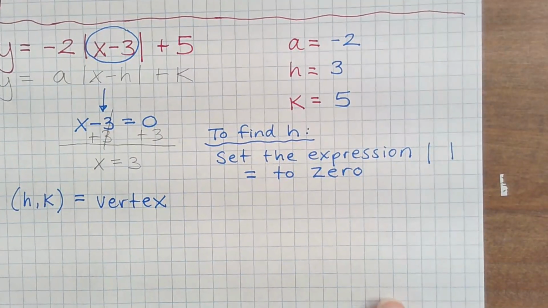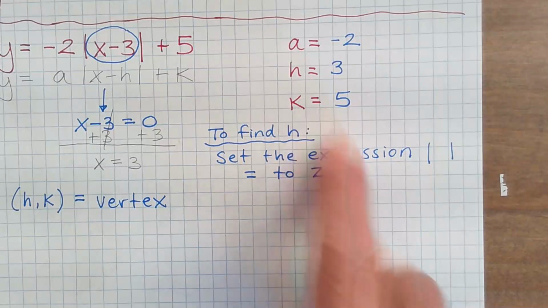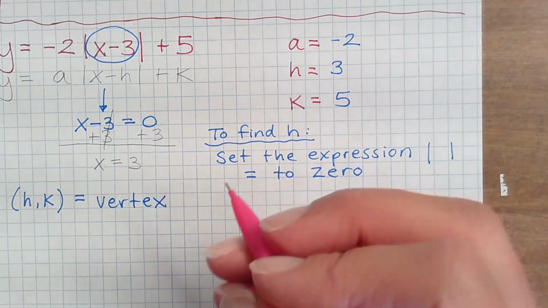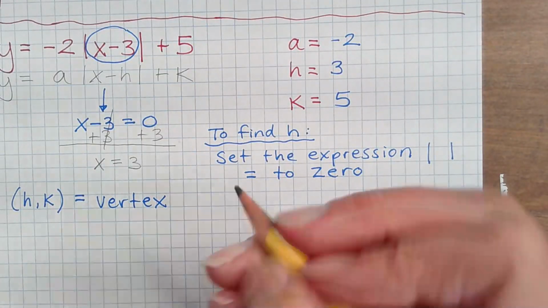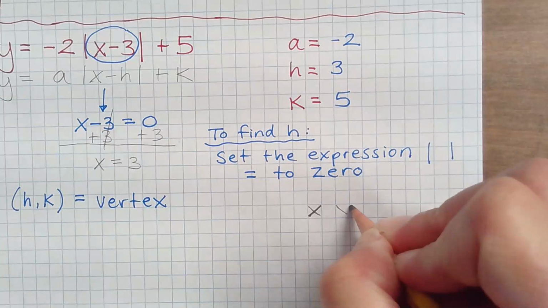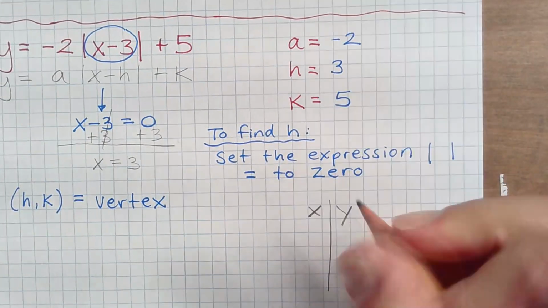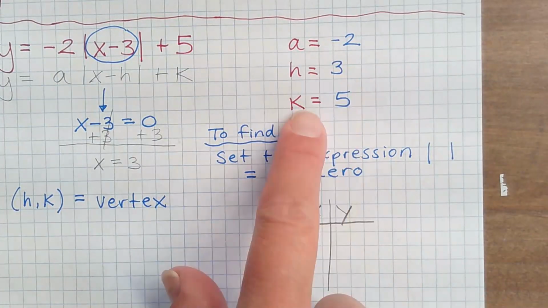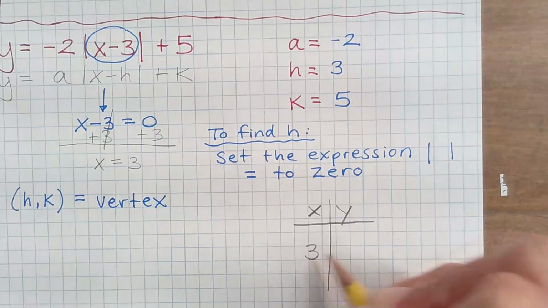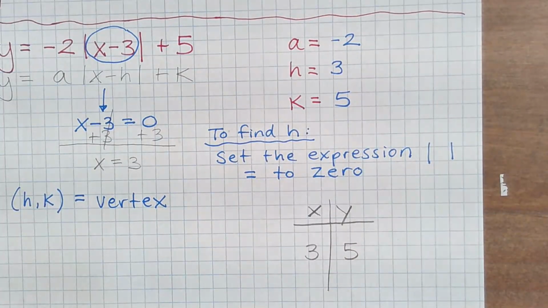So now I know that my vertex for this problem is, I'm going to make an x and y table. And since I know my h is 3, my k is 5, I'm going to write 3 comma 5 in the table.